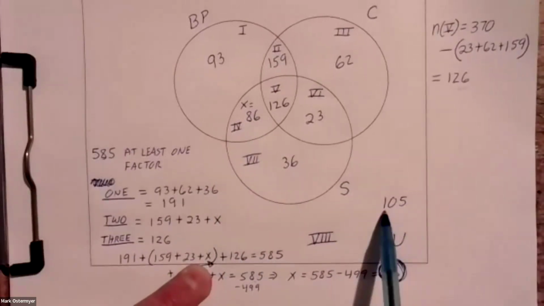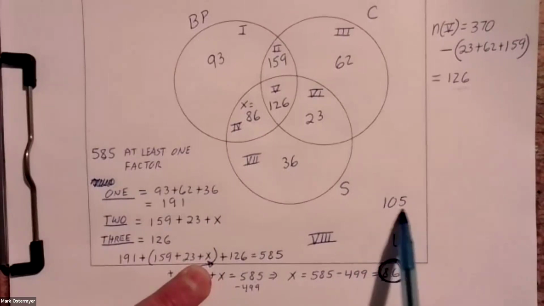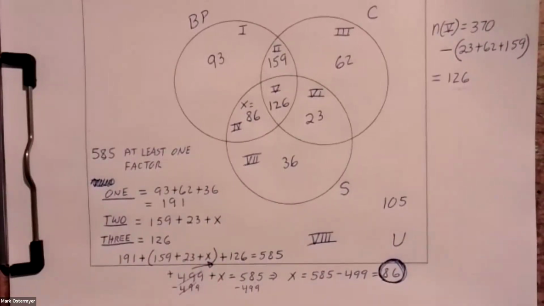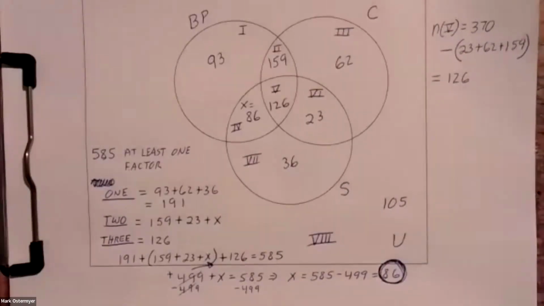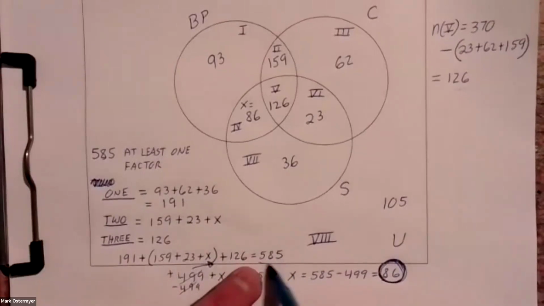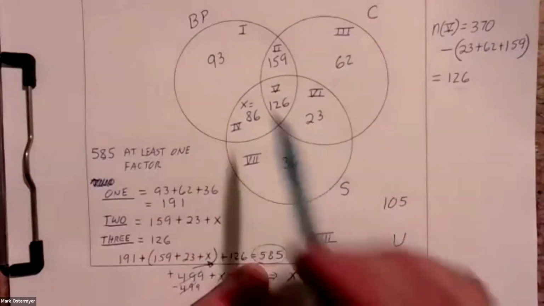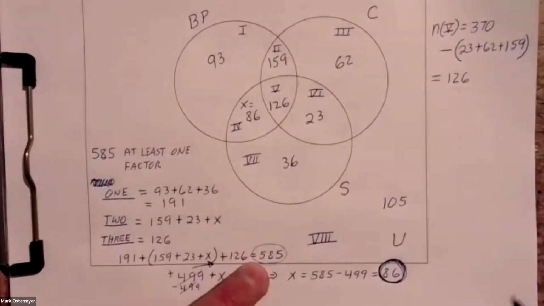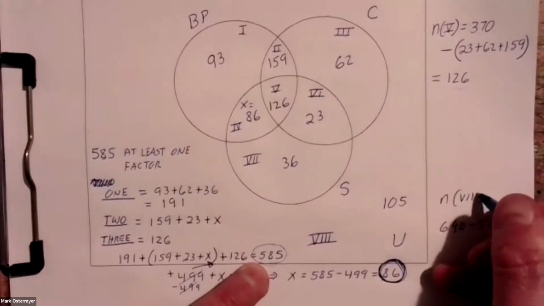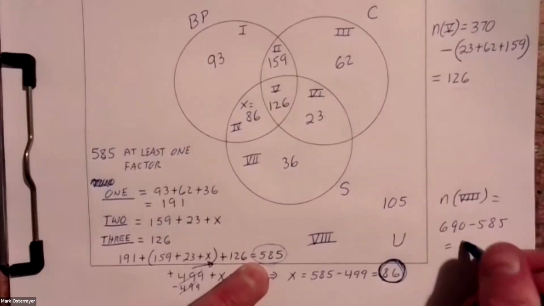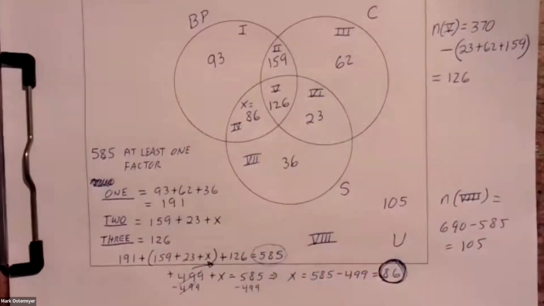Now, how did I get the 105 out here? Anybody? Well, how many cardiac arrest patients totally were surveyed? 690. And how many of the 690 have been accounted for? Well, 585 have already been accounted for. Do you agree? Yes, because 585 have had at least one of these ailments, which means we've accounted for all these numbers everywhere. So you take 690 minus 585, and that gives you the cardinality of region 8, which gives you 105. Did not have any one of these ailments.